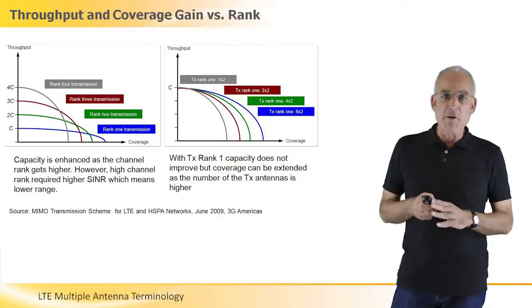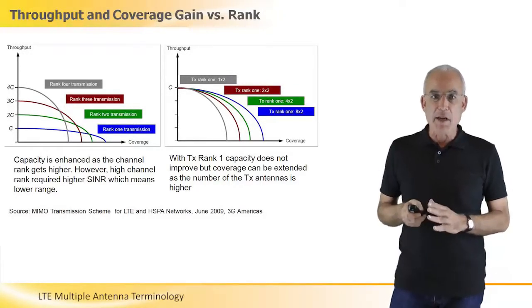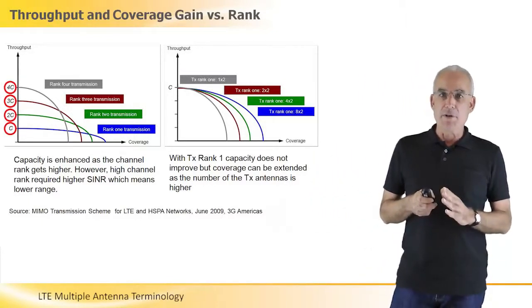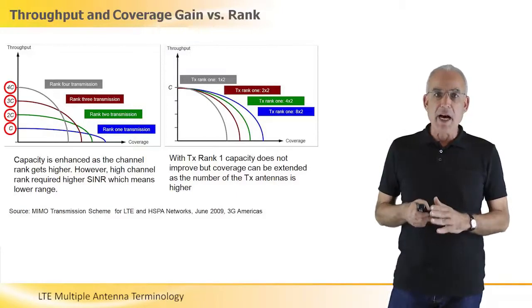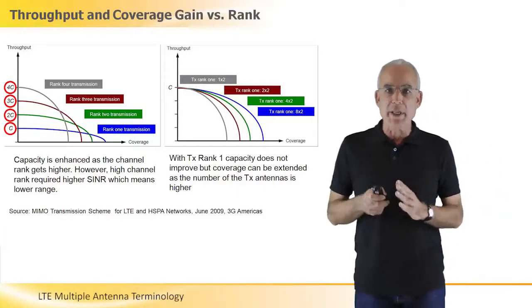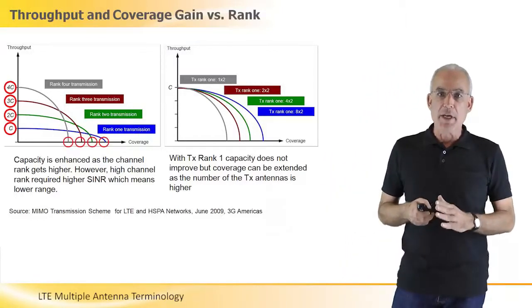The left side graph shows spatial multiplexing techniques where capacity improvement gets higher as the number of different transmission streams gets higher. However, the higher the rank, the higher the signal-to-noise ratio required for decoding these signals, and as a result, the coverage range gets shorter.